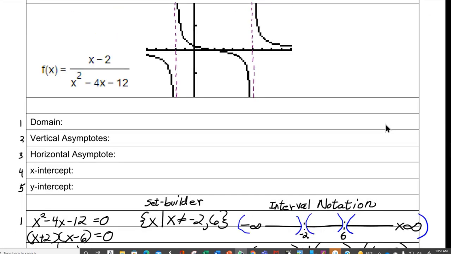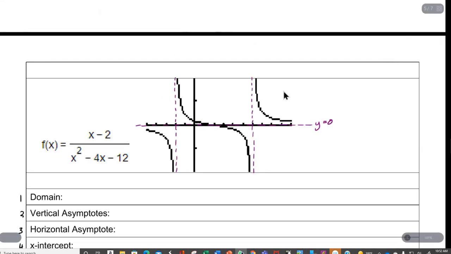Now, what does that mean for us? It means the x-axis is our horizontal asymptote. Right there. Y equals 0. Meanwhile, I did not write the equations of the vertical asymptotes, and I should have. X equals negative 2, x equals positive 6. Vertical asymptotes, vertical lines, always have x equals a number as their equation. And horizontal lines always have y equals a number as their equation.